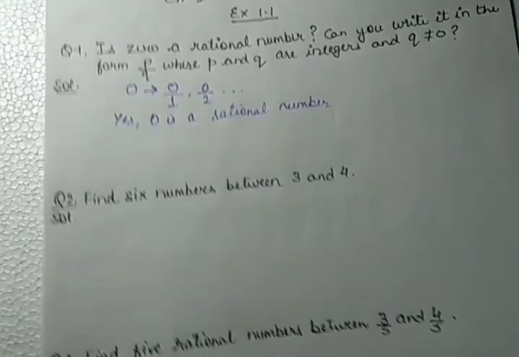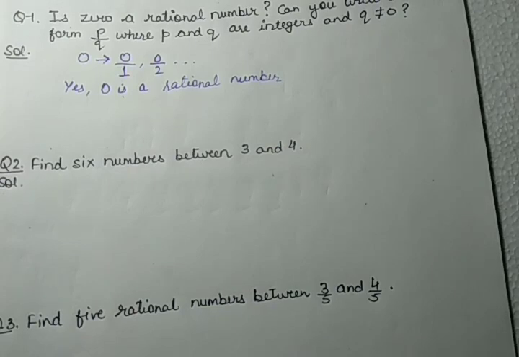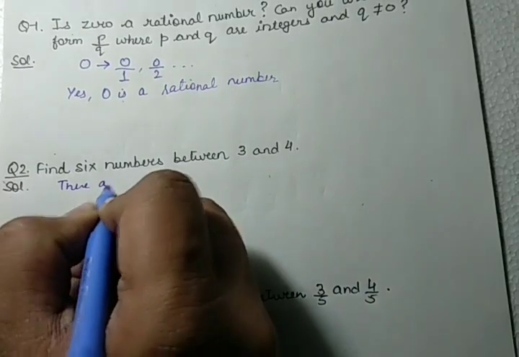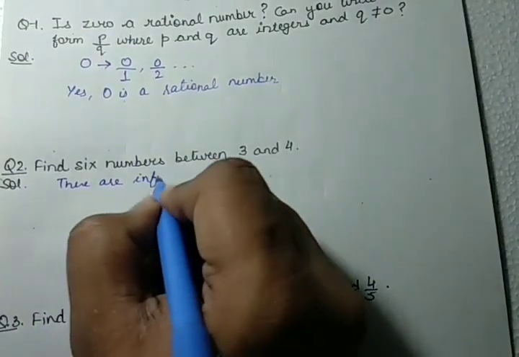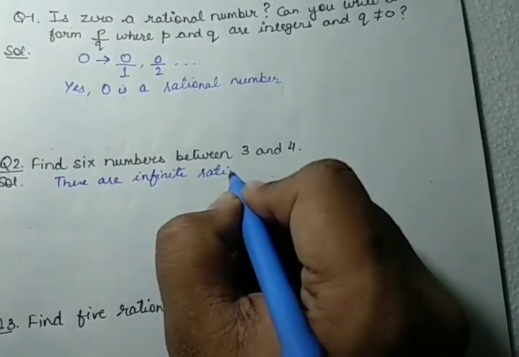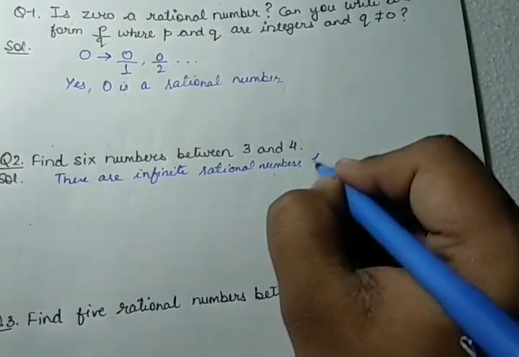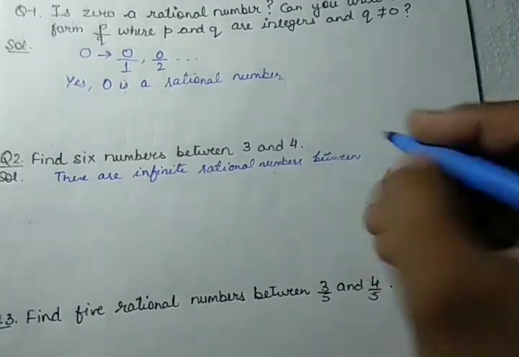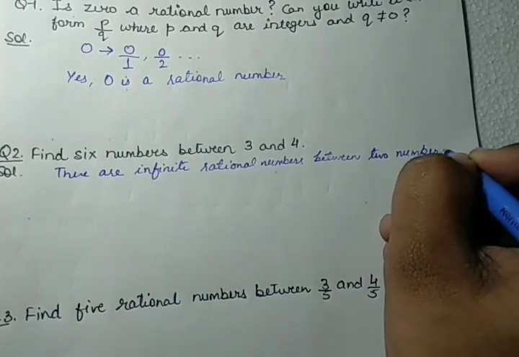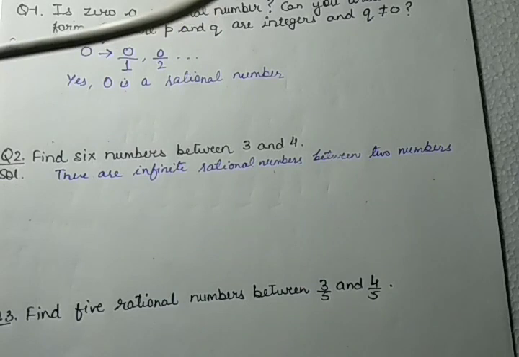Now let's see the second question. Find 6 rational numbers between 3 and 4. So my dear students, there are infinite rational numbers between two numbers, right? And here we just need to find 6. So how are we going to find those 6 numbers?